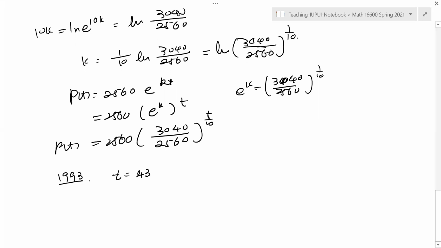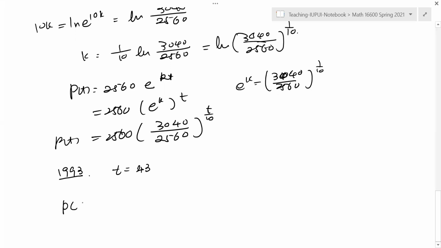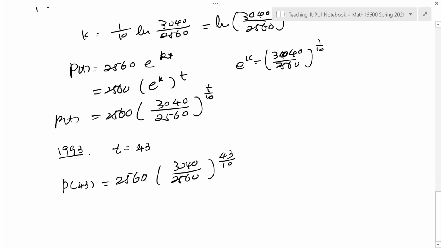Okay, so in 1993, what is the population based on this formula? If I can use any of these formulas, I can use this formula: 2,560 times, and 43 divided by 10 is 4.3. Then you have to use a calculator to estimate, okay?